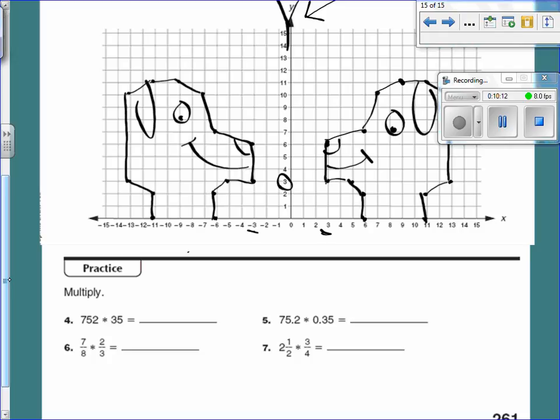On the bottom here, you have just more extra practice doing some of the math that you know how to do: multiplication, division, subtraction, addition, stuff like that.